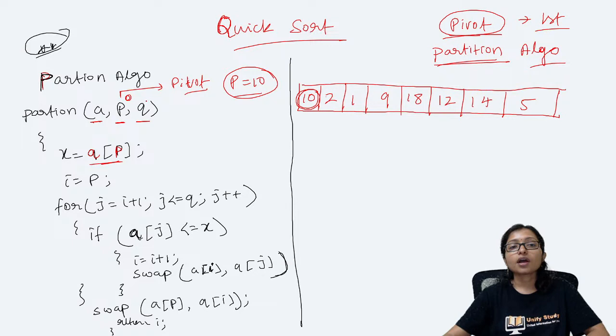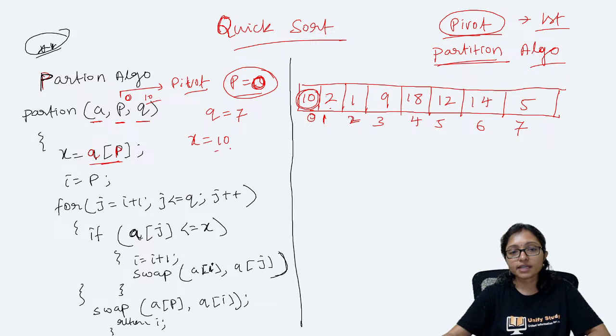And the end element, what is the end? Q is the end. End is 10 here. Indices 0, 1, 2, 3, 4, 5, 6, 7. So what is the Q value? Q is 7, P value is 0. So X value is 10 here, because my starting position is this one.